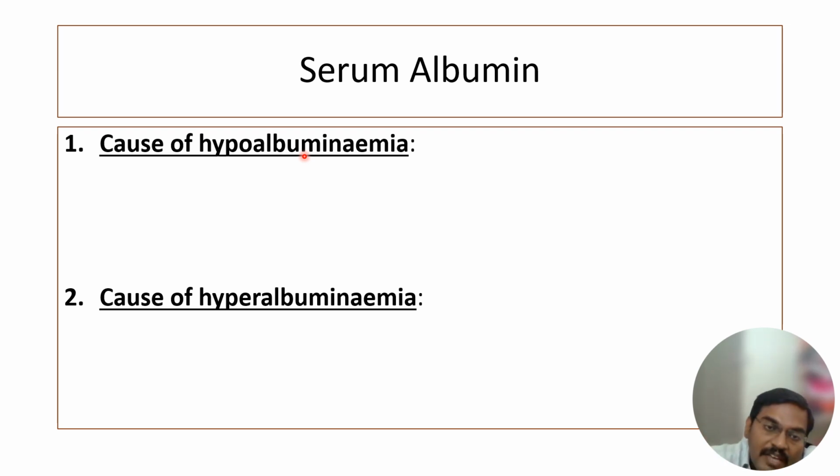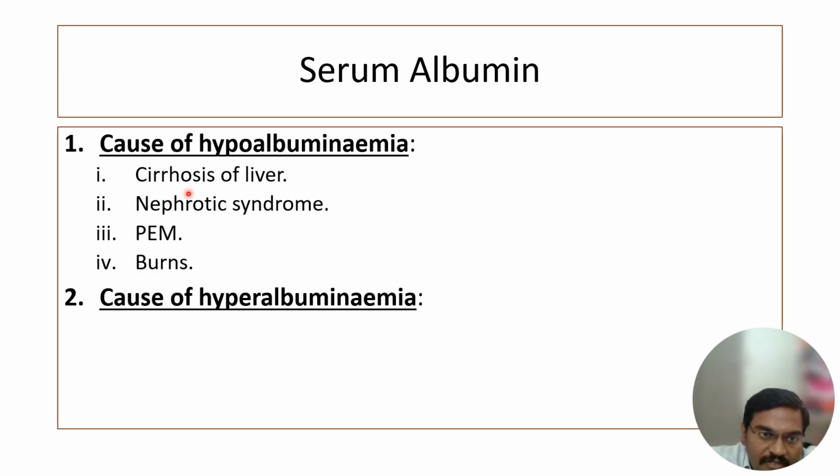And third point, if the patient consumes less protein, then there are fewer amino acids available for production of albumin. So the albumin production also will be reduced. And the fourth cause is burns. So what are the causes? Cirrhosis of liver, that is liver damage; nephrotic syndrome, that is renal damage; protein energy malnutrition, kwashiorkor and marasmus; and burns. So these are the causes of hypoalbuminemia.